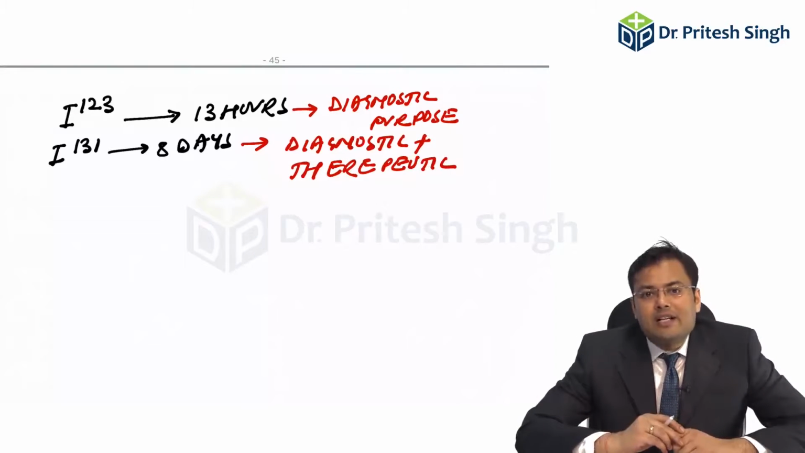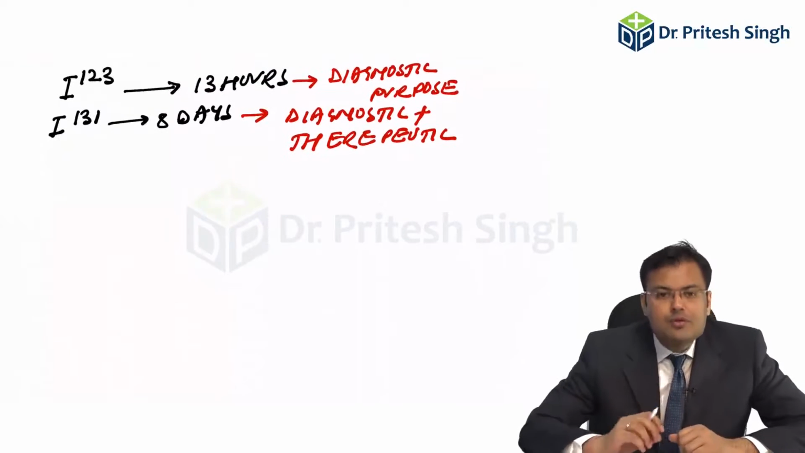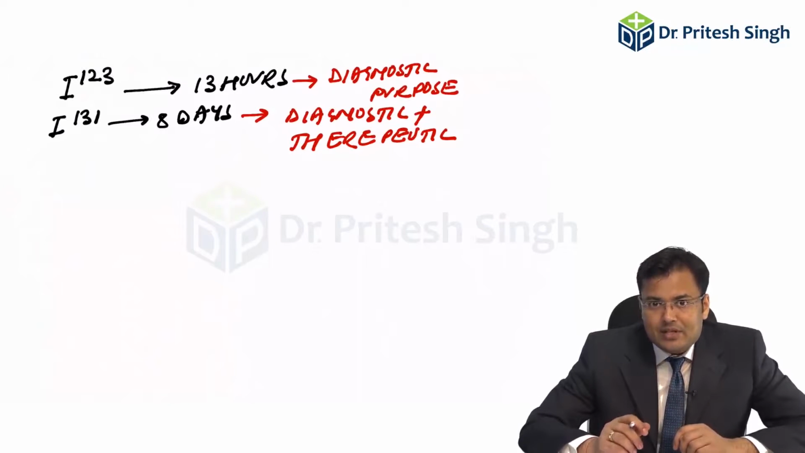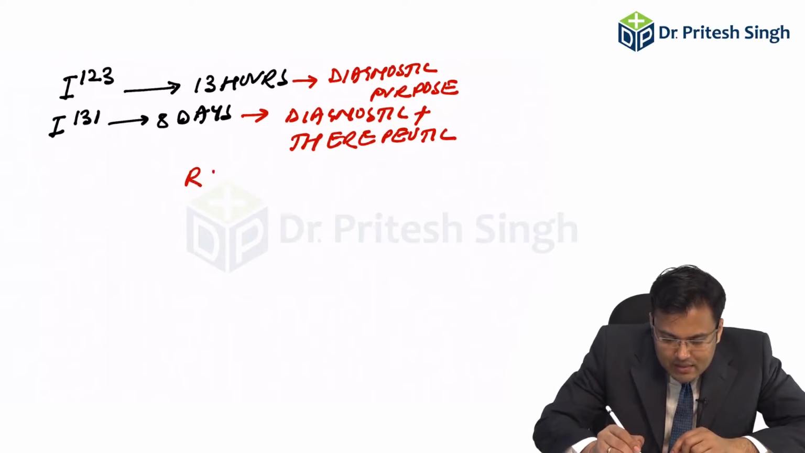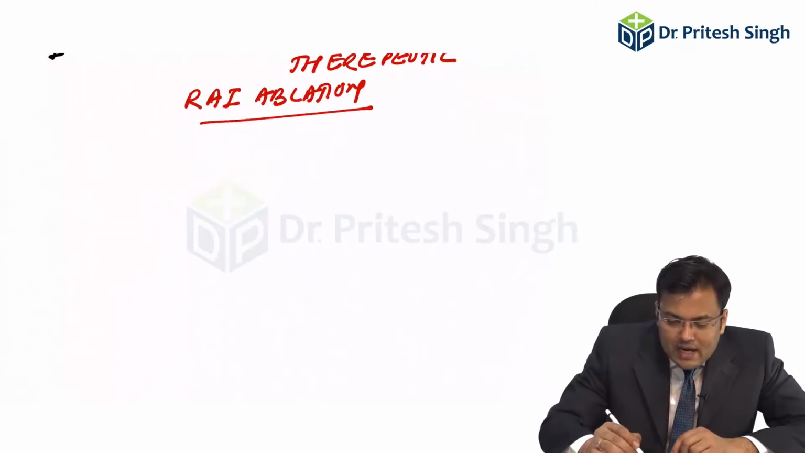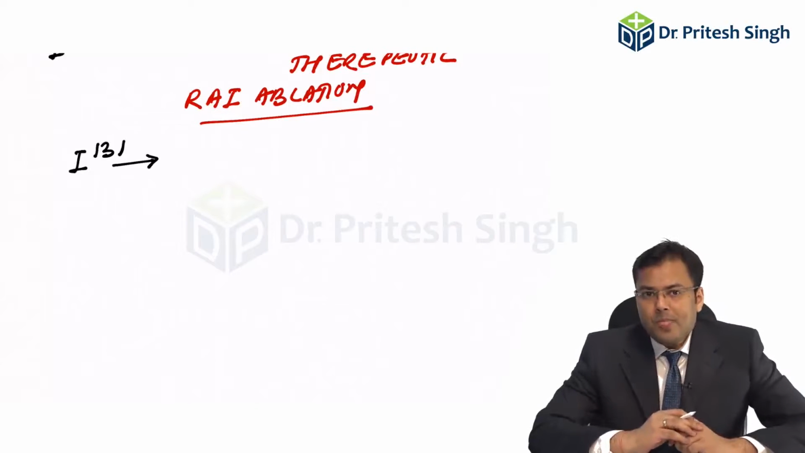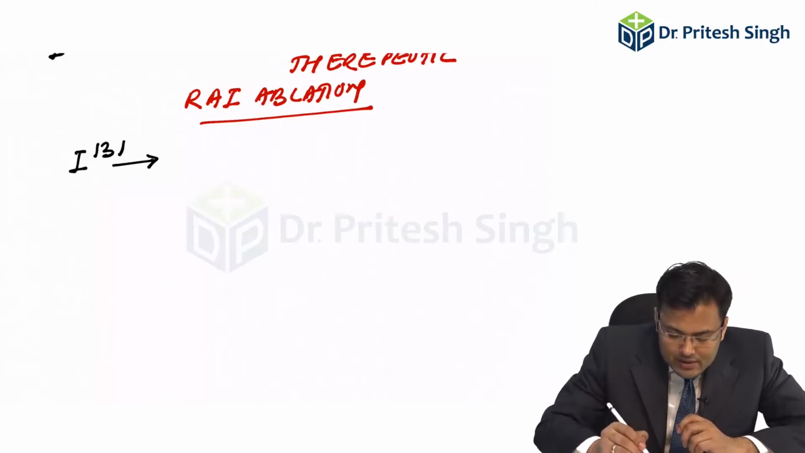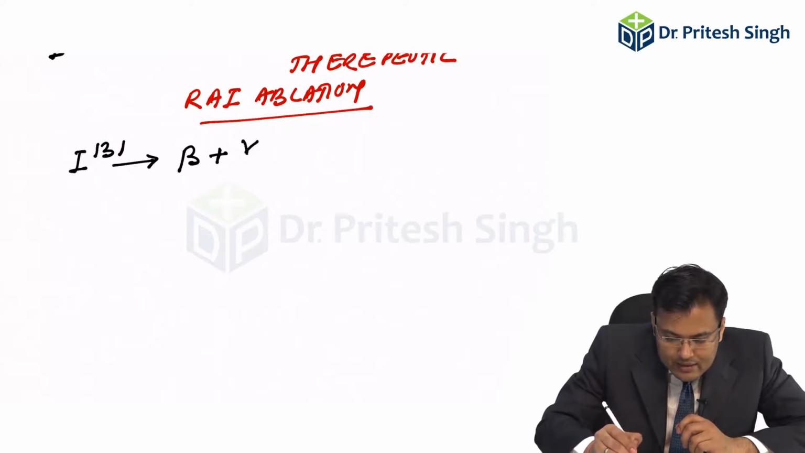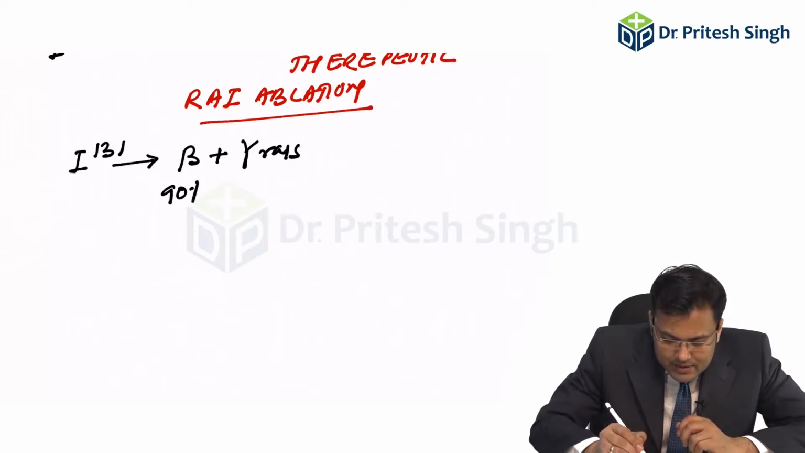That is radioactive iodine ablation. So, iodine 131 is used for radioactive iodine ablation. Lots of questions are asked about radioactive iodine ablation. So, the first question, what is the isotope used? That is iodine 131. This iodine 131 emits what? Beta rays and gamma rays. How much beta? 90% is beta and 10% is gamma.